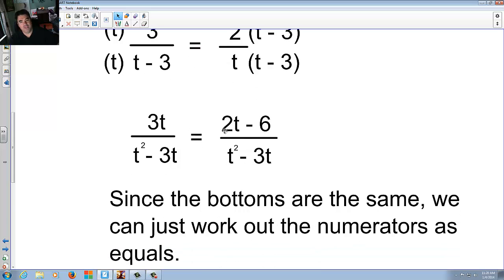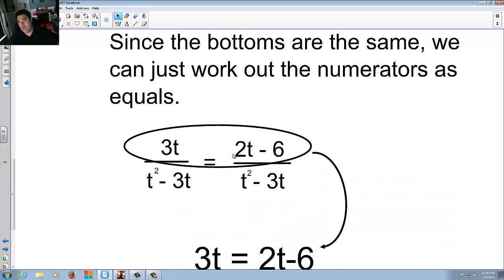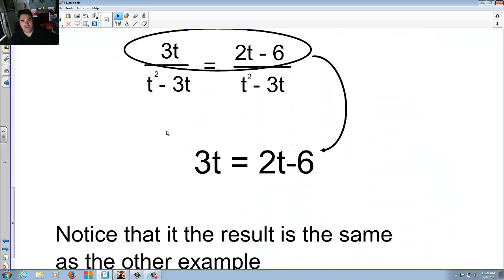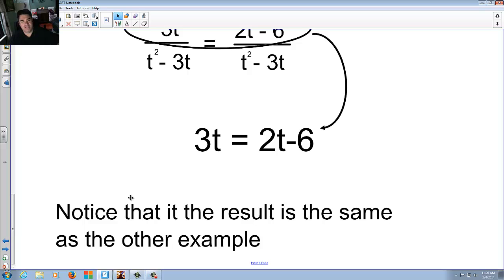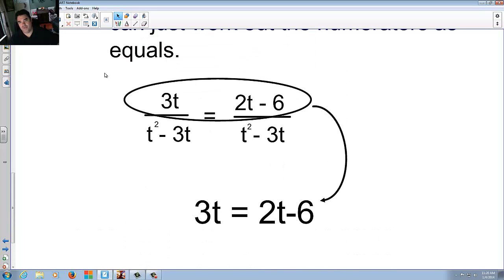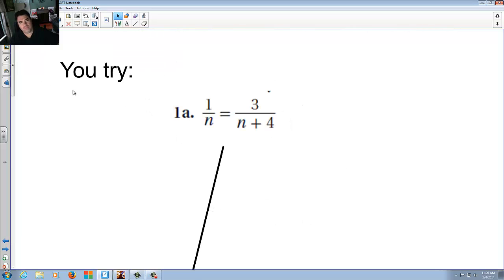So you take 3t equals 2t minus 6, and you go from there. Minus 2t, minus 2t. Notice that the result is the same as the other examples. You can go ahead and do crisscross applesauce, or you can make the bottoms the same. You try, go ahead. Let's see how you did.